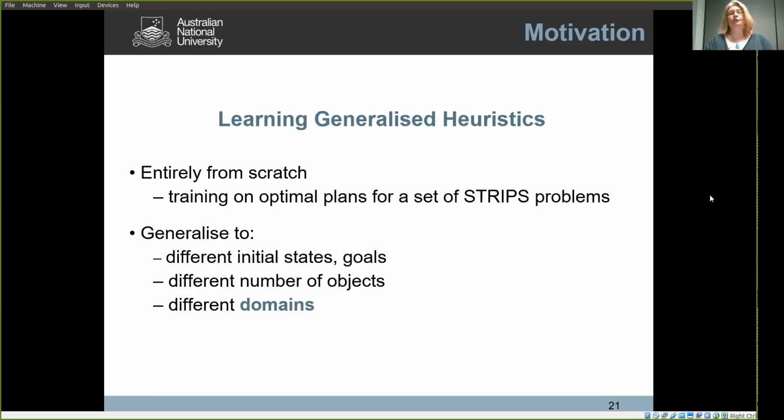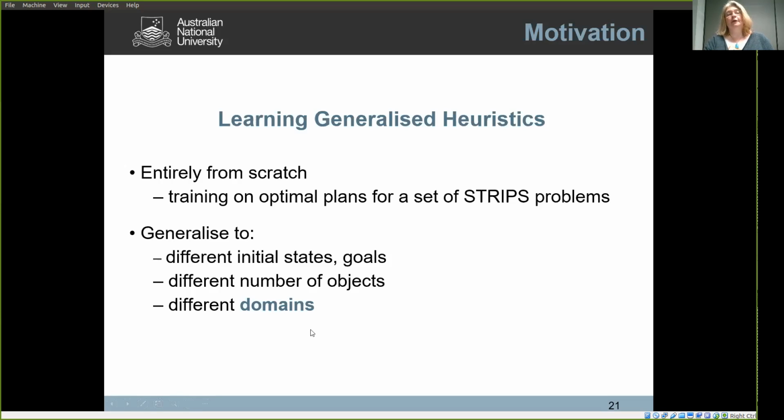And so what we wanted to do was to see whether we could learn these heuristics entirely from scratch by training on optimal plans for a set of STRIPS planning problems. When I say entirely from scratch, that means that we're not learning to improve existing heuristics, we're not learning a portfolio of heuristics, and we're not using domain-dependent hand-crafted features to learn them. We're only using the plans and basic domain-independent features. And so we wanted to learn heuristics generalized to problems from different initial states, different goals, different numbers of objects, but also problems from different domains, including different domains than those we trained on.